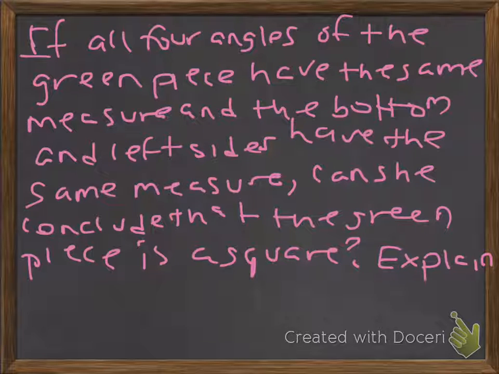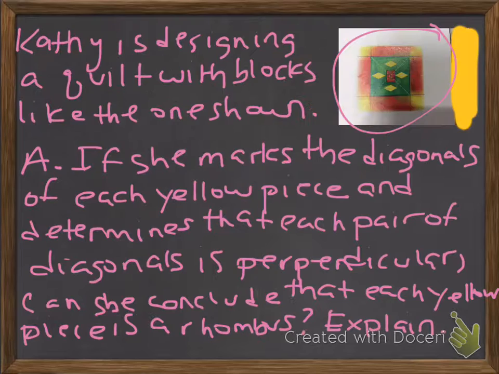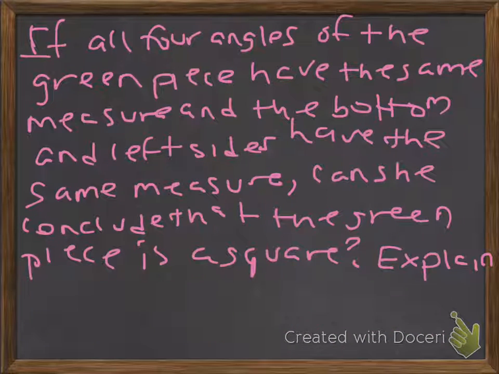The next one, with the same figure, if you have all four angles of the green piece having the same measure, and the bottom and left sides have the same measure, can she conclude that the green piece is a square? So this and this, then we know that all the angles are 90. Can we say that it's a square?